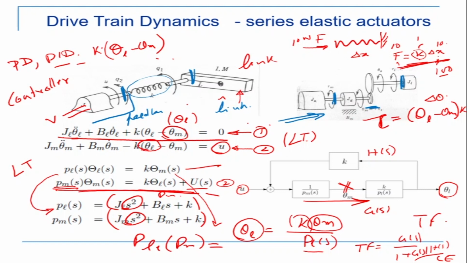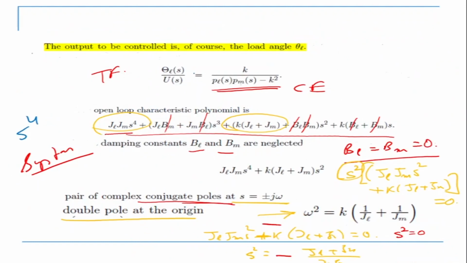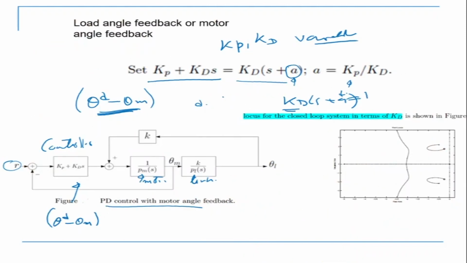Because there is a spring in between now, the encoder's feedback is going to be different depending on where you put your encoder. So in the first case, I have put my encoder from the motor side. So just behind the motor, I have put my encoder, and I'm getting my feedback from here. Okay. Now in such a case, what we see is that if I draw the root locus of the system.